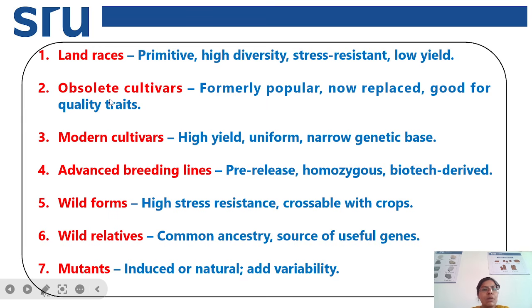And next is obsolete cultivars. Obsolete cultivars are the varieties of the recent past.